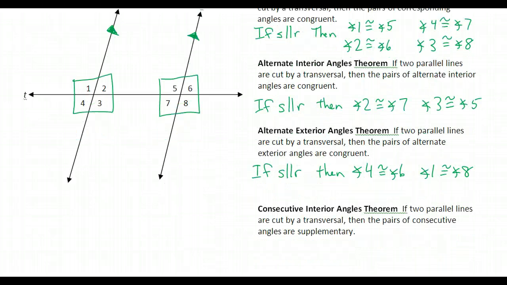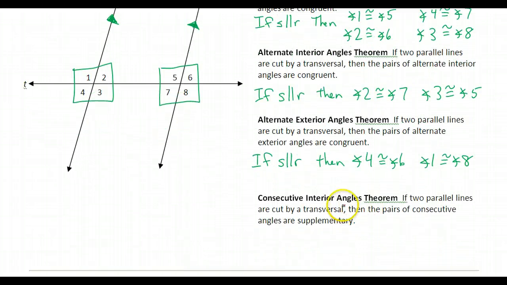And finally, the consecutive interior angles. 2 and 5 are consecutive interior angles. If I slide these 4 angles down, 2 will take the place of 6. And if I look, 5 and 6 form a linear pair, so they're supplementary. And 2 and 6 are congruent. So if 5 and 6 are supplementary, and 2 and 6 are congruent, 2 and 5 have to be supplementary also.